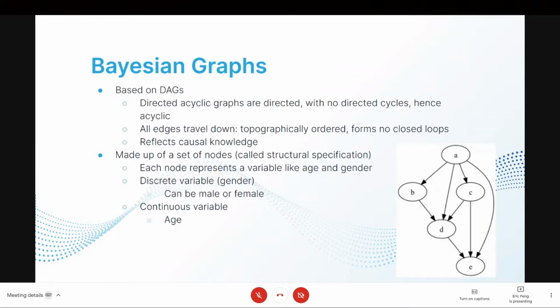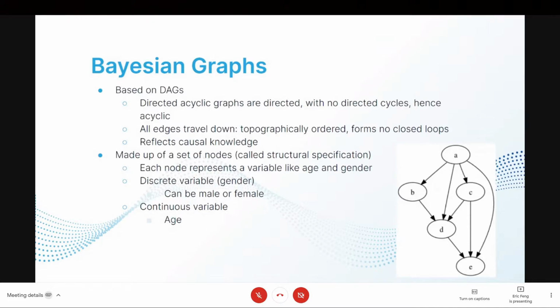The graphs are made up of a set of nodes, which is called the structural specification, and each node is represented by a variable like age or gender. There are two types of variables, discrete and continuous. Discrete being something that has a finite number of possibilities, like gender, for example, where a person can be male or female. And a continuous variable is the opposite. It has an infinite number of possibilities between two numbers.